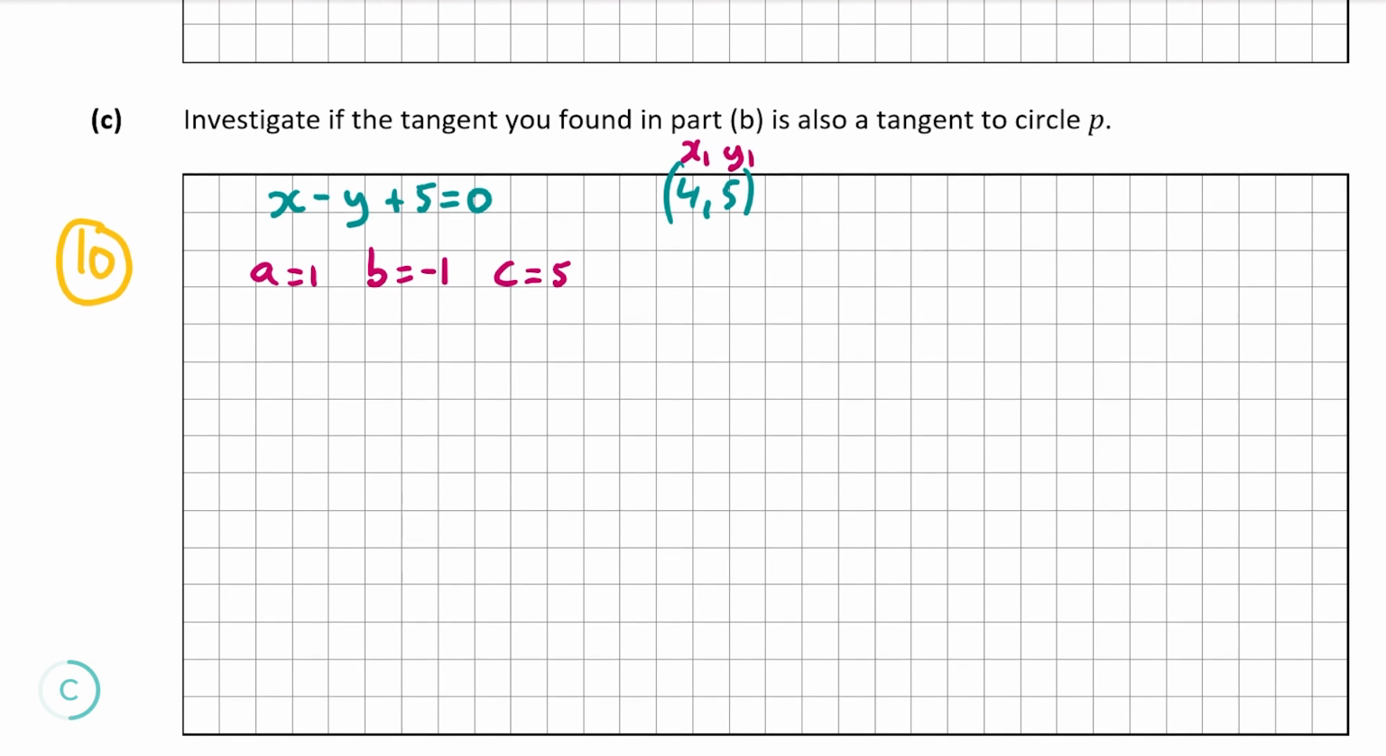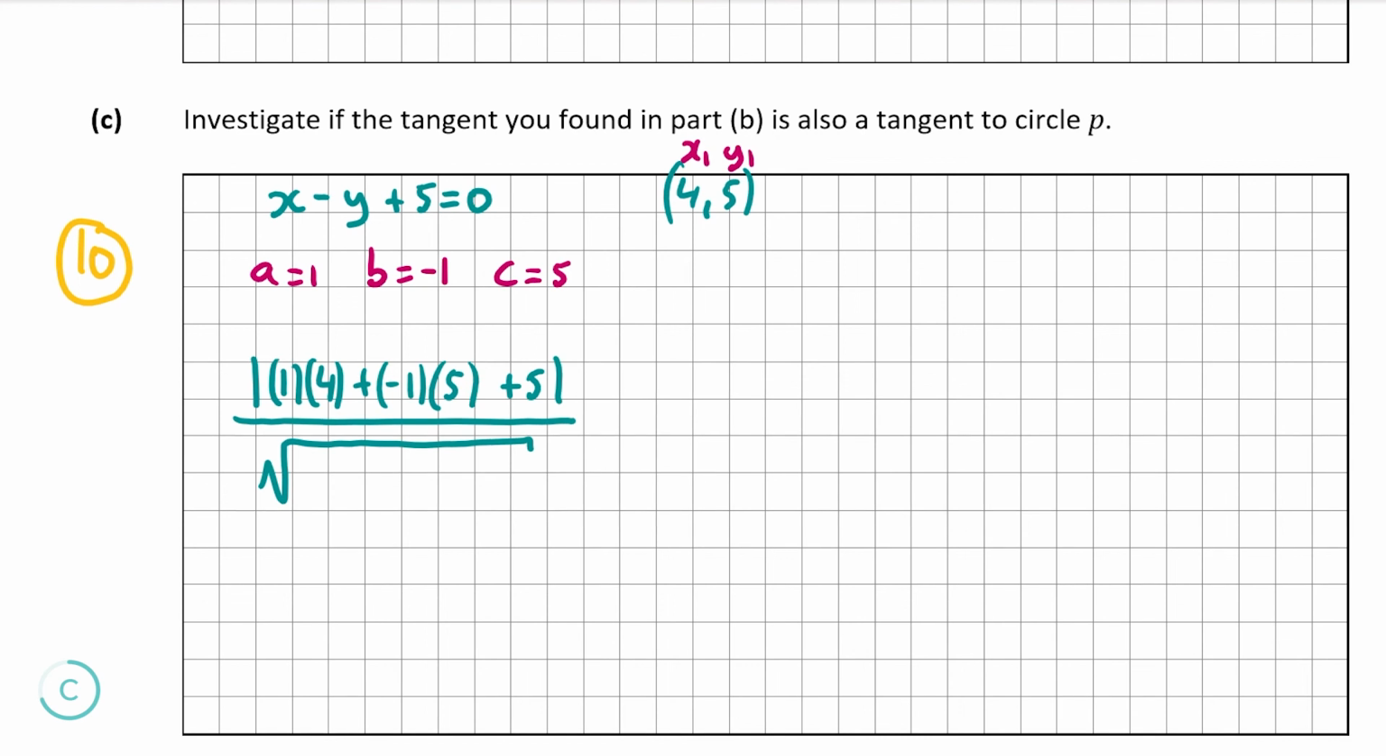So now let's put these into the equation for the distance from a point to the line. So it's the absolute value of a times by x1, which is 1 times by 4, plus b times by y1, so minus 1 by 5, plus c, so plus 5. And remember, the absolute value means that the value must be positive. So whatever number we got here, we can turn it into the positive value. That's going to be over the square root of a squared plus b squared. So the square root of 1 squared plus minus 1 squared.